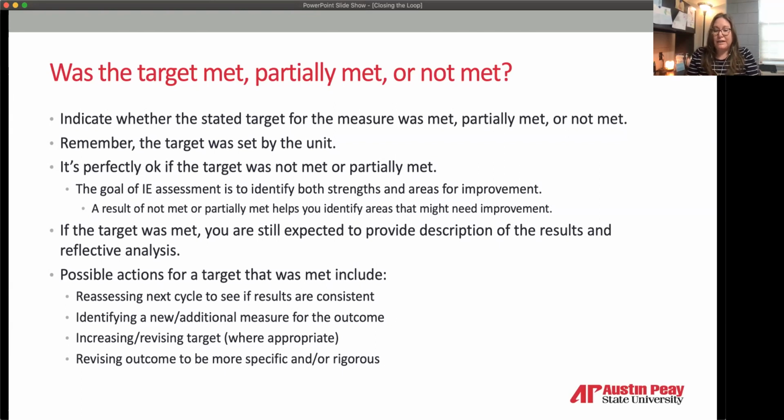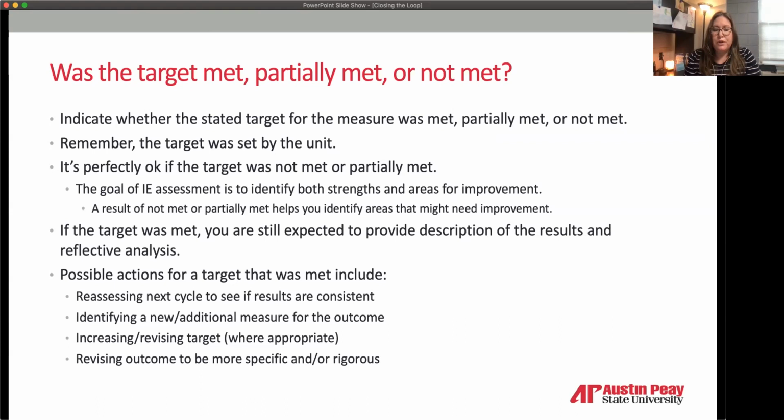You may also want to identify a new measure or an additional measure. Maybe something came up, even if it was met, and you may say, oh, there's something else that I think we could look at with this as well. So you could add an additional measure to that. You could revise that target. Maybe you met it and you exceeded that target. Maybe you said 70% of our students are going to do this, and you ended up with 80%. So maybe you want to revise that target for the next cycle and say, okay, we're going to shoot for 85% this cycle. Things like that.